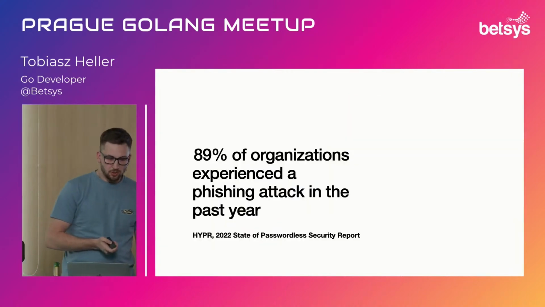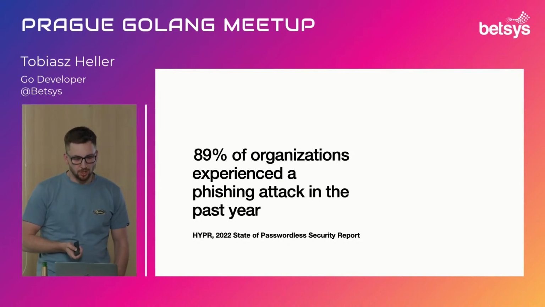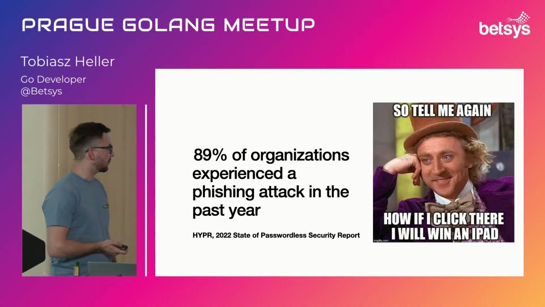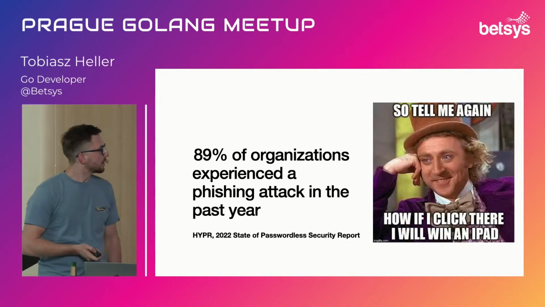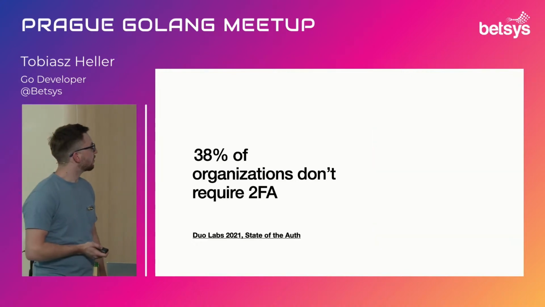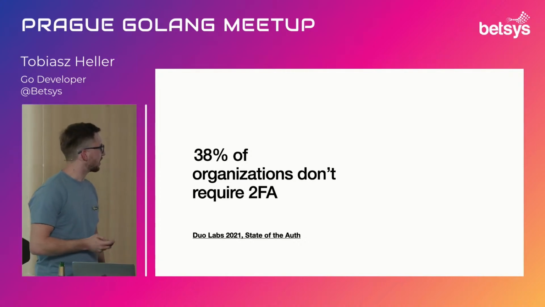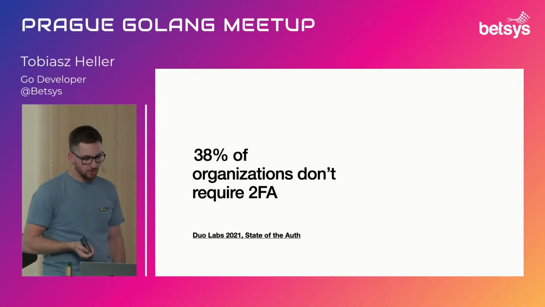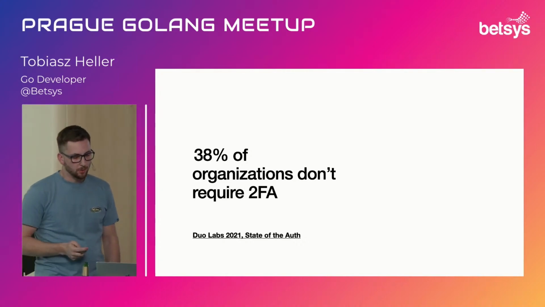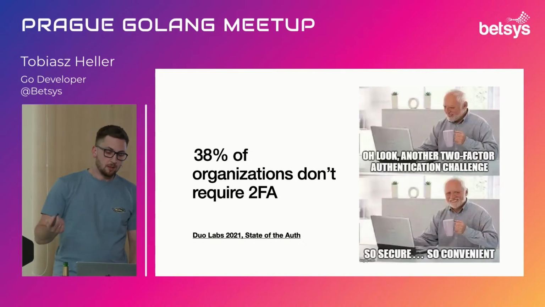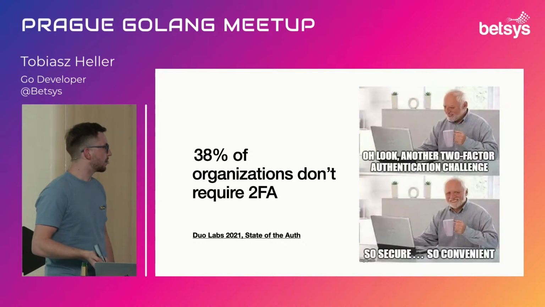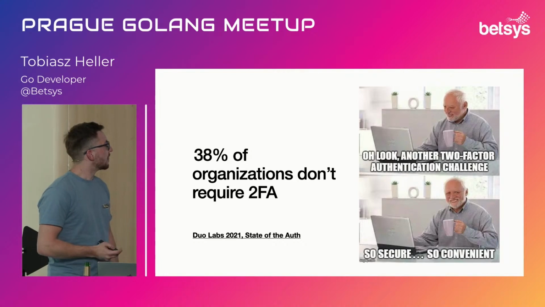And 89% of organizations experienced a phishing attack in the past year. Only 38% of organizations don't require a second factor. And it can be because it's not that convenient.